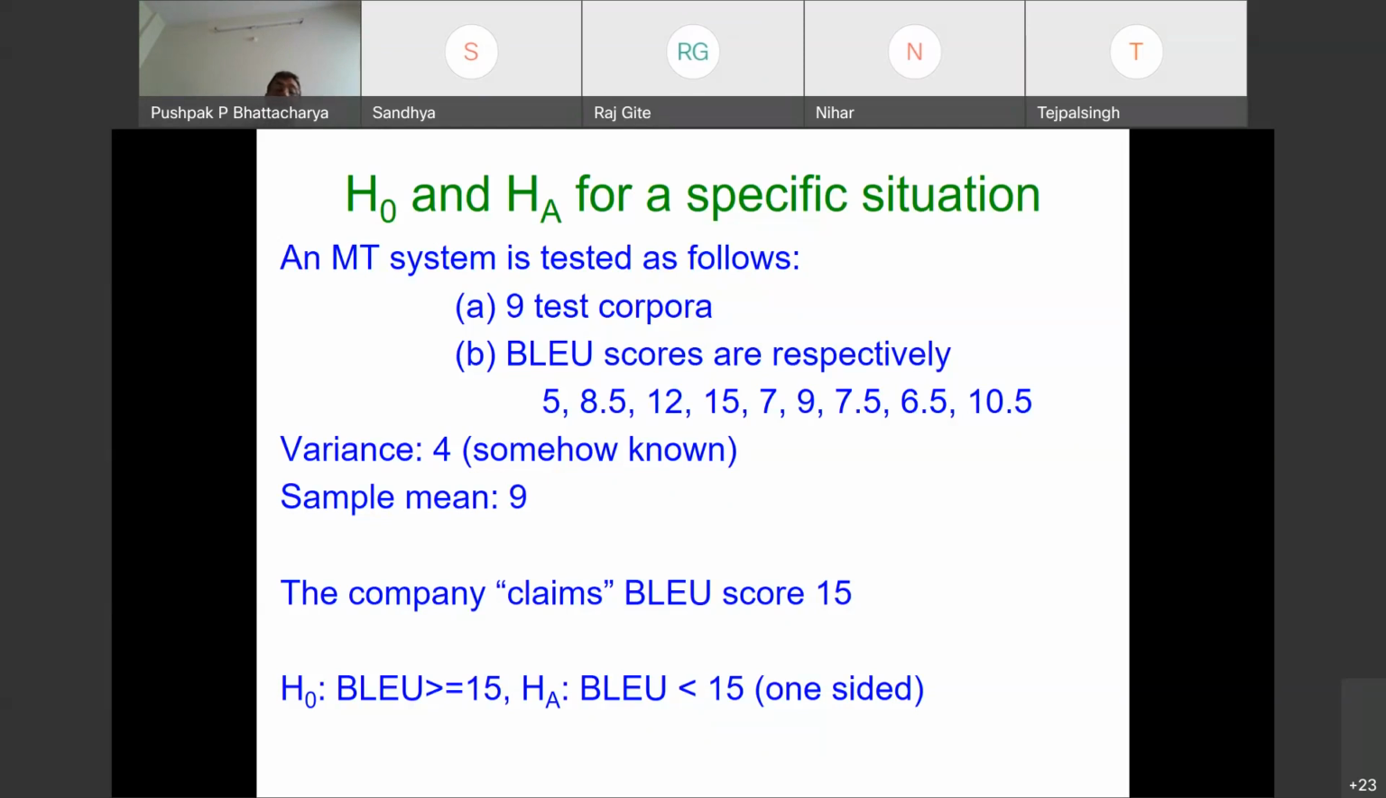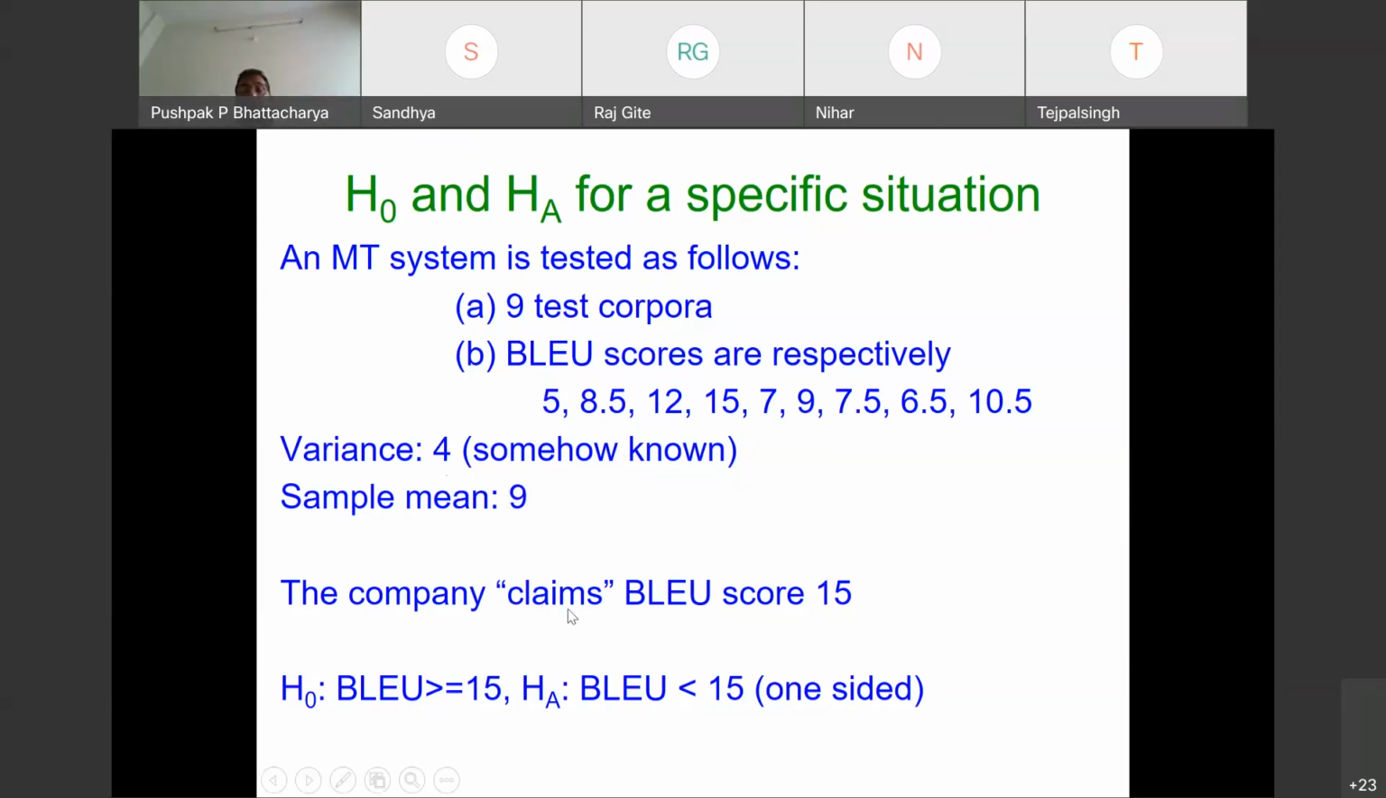Now, suppose somehow I know that the variance is 4 and I'm able to compute the sample mean, which is 9. The sample mean is the summation of all these values divided by 9. This comes out to be 9. This is a very hypothetical situation. We know the population variance of BLEU scores to be 4.